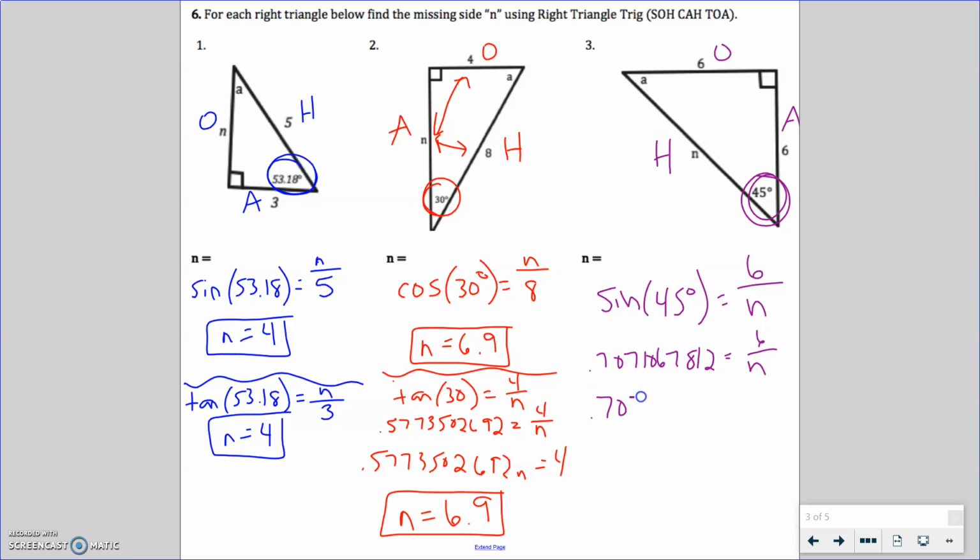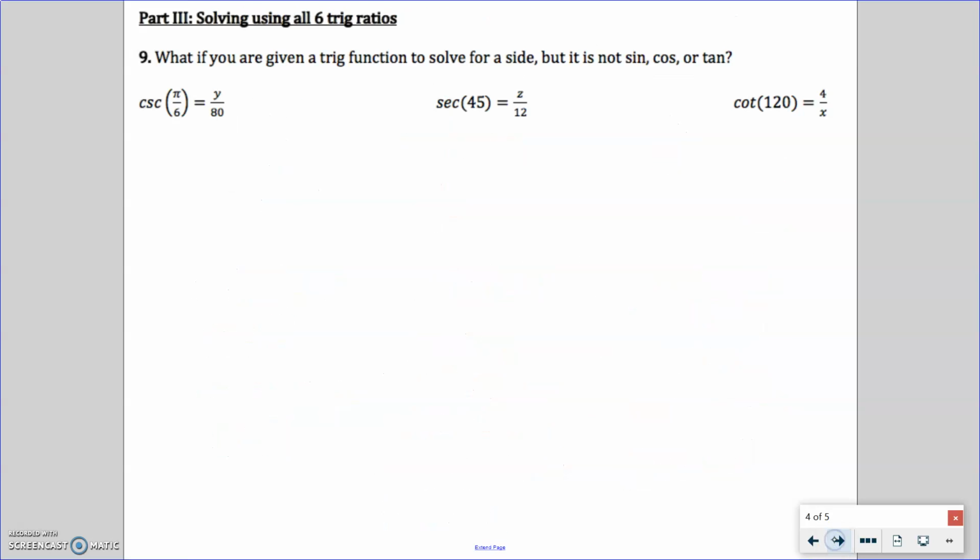Then we're going to multiply both sides by n and do 6 divided by this decimal. And I get n equals, when I round, 8.5. Okay, you could have also used cosine, and you should still be getting that same answer.